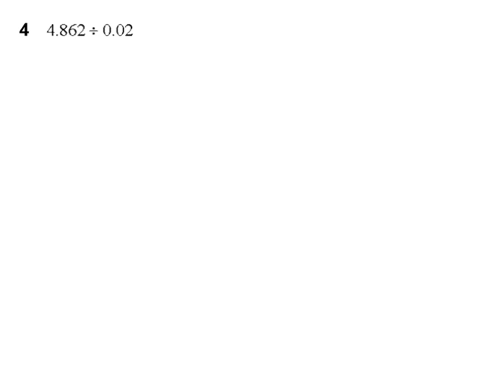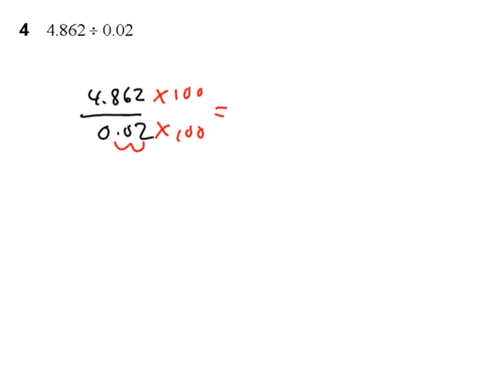Your next question, question 4, is, what is 4.862 divided by 0.02? If I thought of it in terms of equivalent fractions, with the division set up like this, I would multiply both by 100. The reason why 100 is I want to make sure I get rid of all the decimals. 100 will move it twice here, and twice there. I get 486.2 divided by 2. That's the same question as 4.862 divided by 0.02.